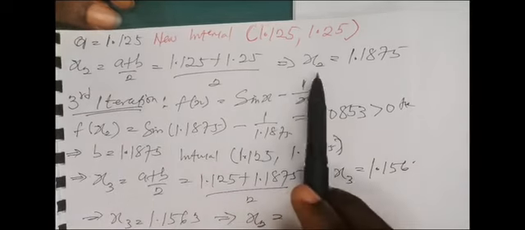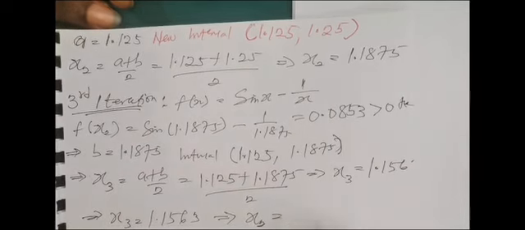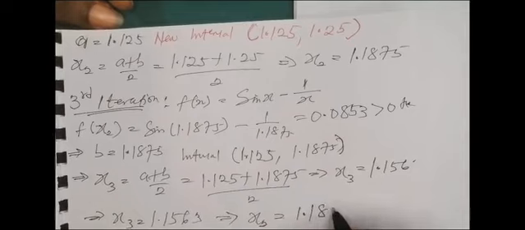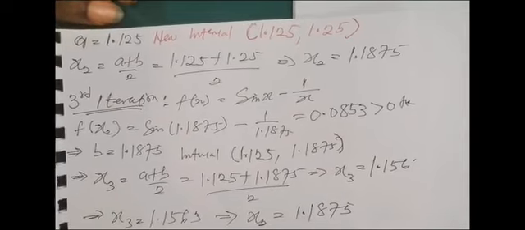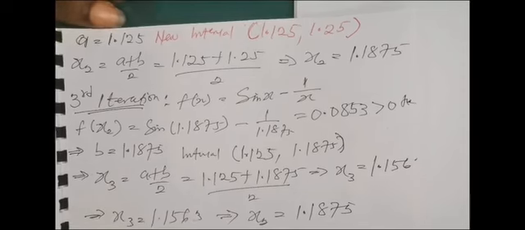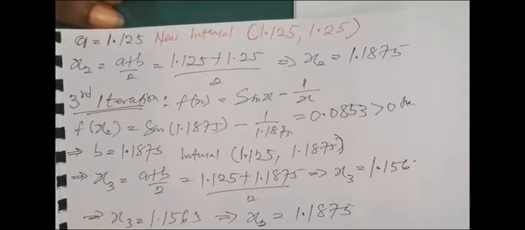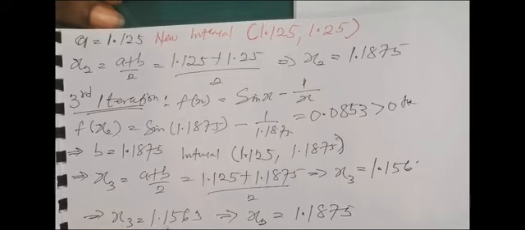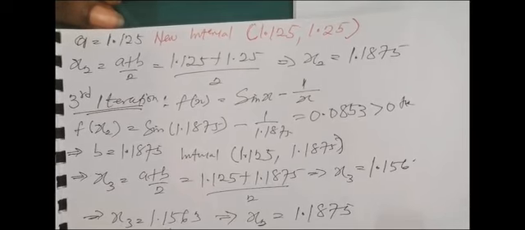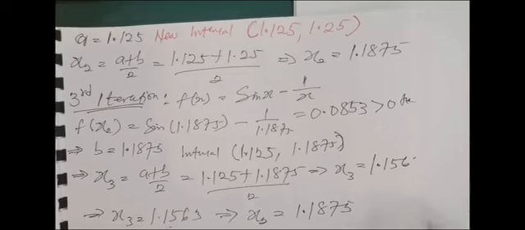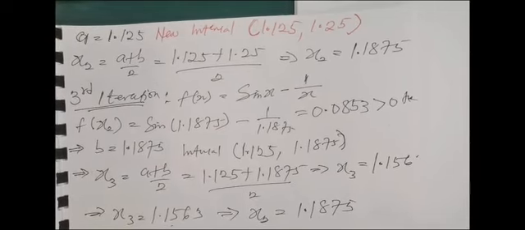S2 gave us here as 1.1875, and the question said we should find the root correct to 2 decimal places. Now you see, after the decimal point we have 15 for correct to 2 decimal places, but over here we have 18, which means it hasn't converged. So we'll continue to iterate.